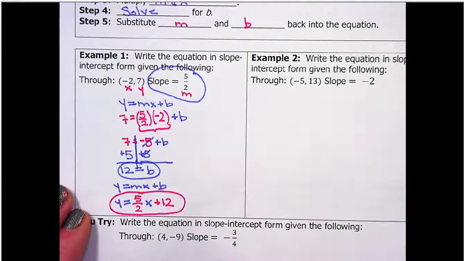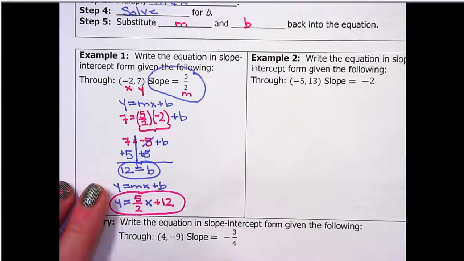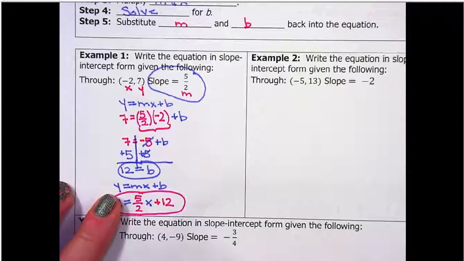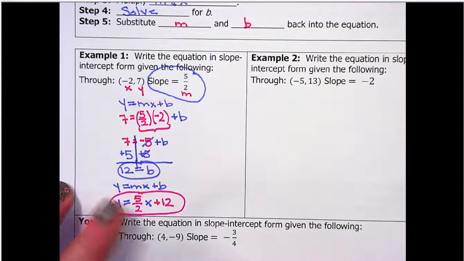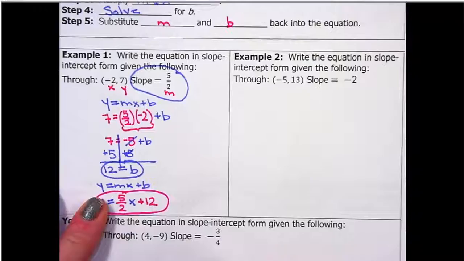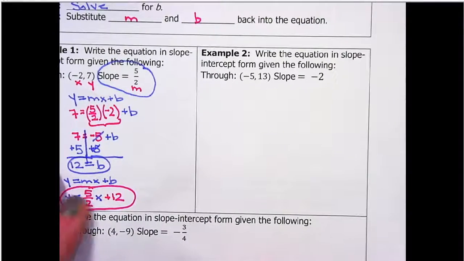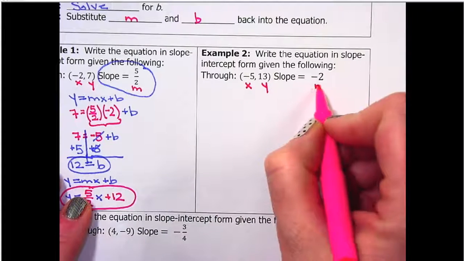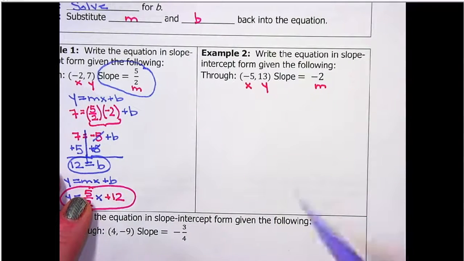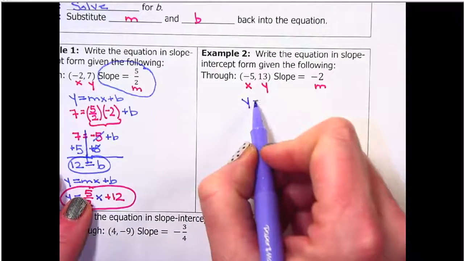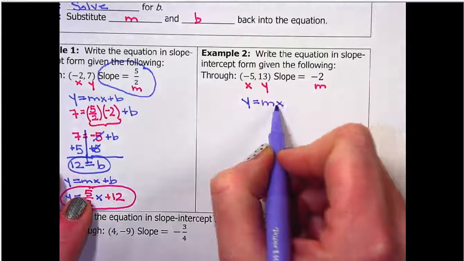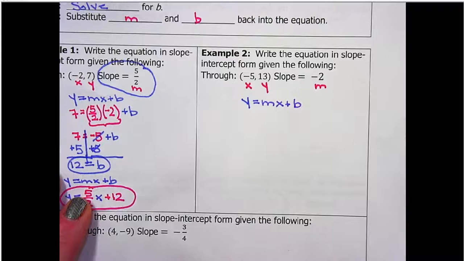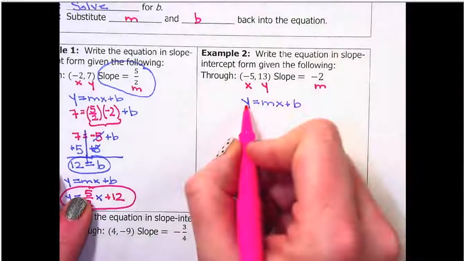So my final answers for these problems are equations. They are not two separate numbers. I need to make sure to take my m and b and replace them, and my finished product is an equation. Example 2. Again, it's helpful if you label the parts that you're going to have to substitute in. We're substituting into slope-intercept form. So y equals mx plus b. And now I'm going to do my substitutions.